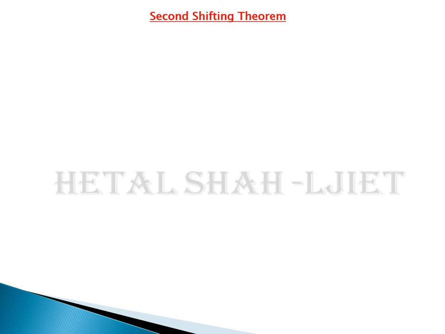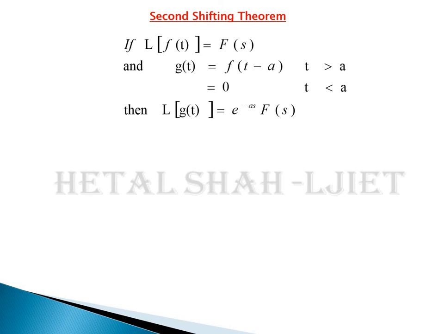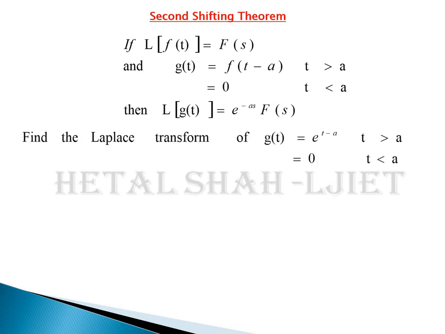Second shifting theorem. If Laplace of f of t is equal to F of s, and g of t is equal to f of t minus a where t is greater than a, and equal to 0 where t is less than a, then Laplace of g of t is equal to e raised to minus as F of s. So find the Laplace transform of g of t is equal to e raised to t minus a, t greater than a, and 0, t less than a.